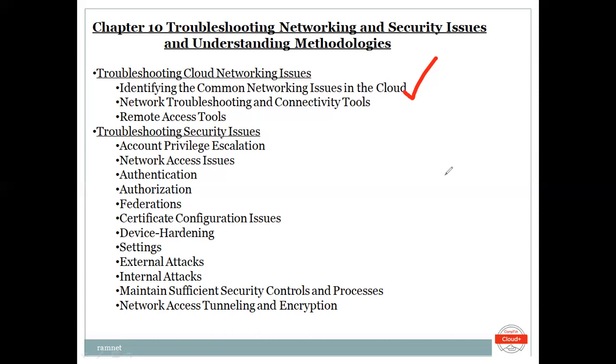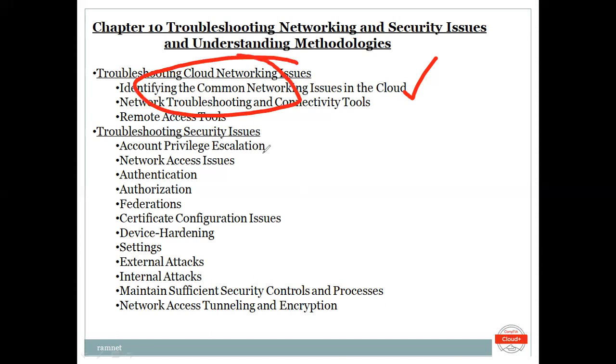So we should be talking about the connectivity tools: remote access tools like RDP, trace path, pinging, and many other things. Wireshark, we can use to troubleshoot where the packets are getting dropped and which IP address has been accessed. So we go through all our cloud networking issues.